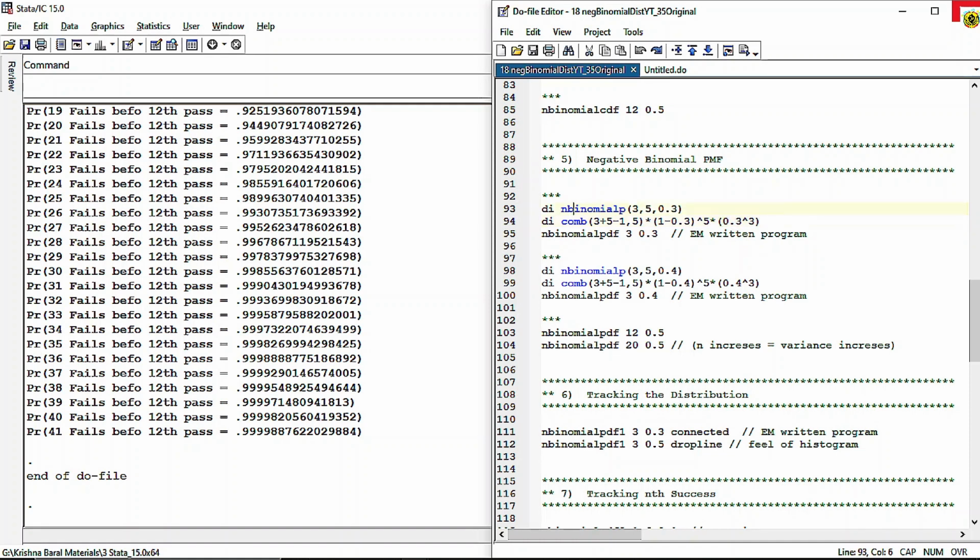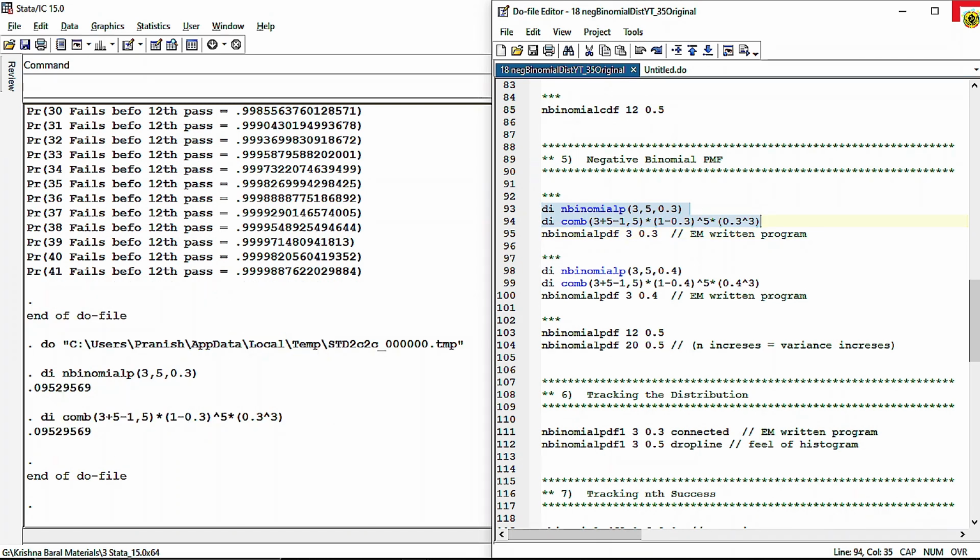And this nbinomialp is the Stata function to calculate the PMF of the negative binomial distribution. And when we run it all together, we see the same value. It's 9.5%. And let's see it with the help of a graph.